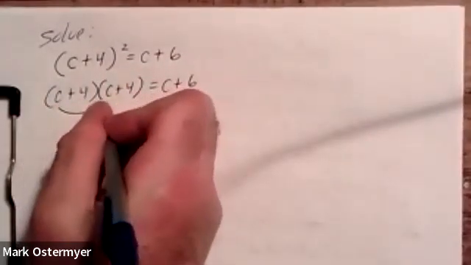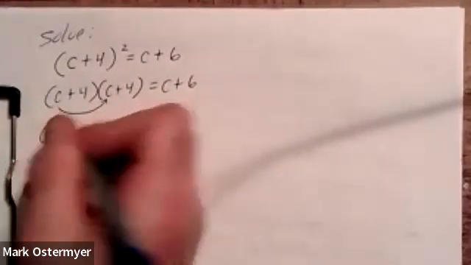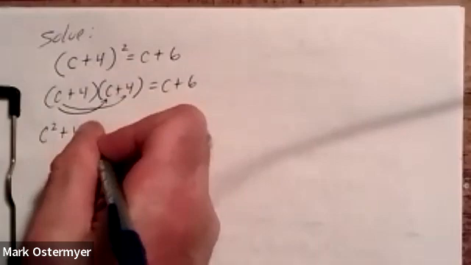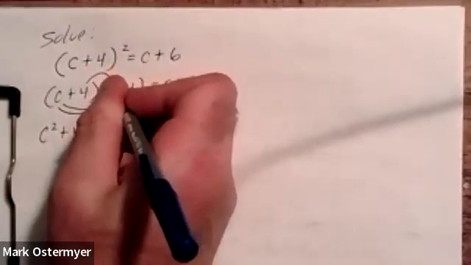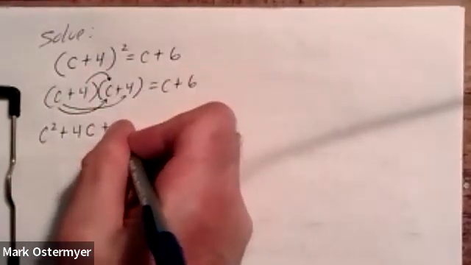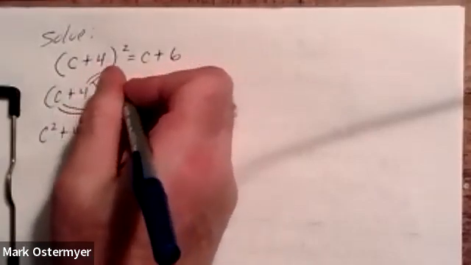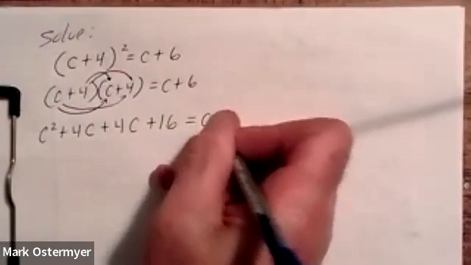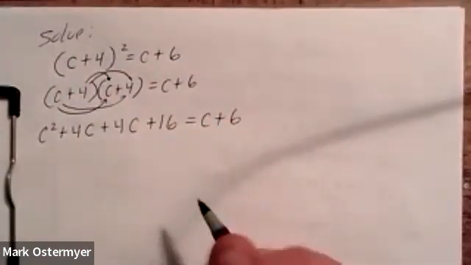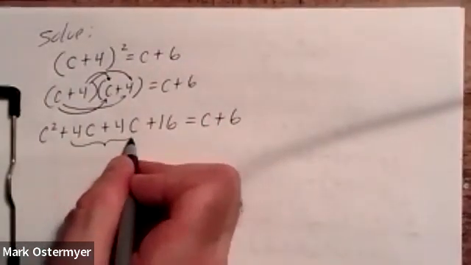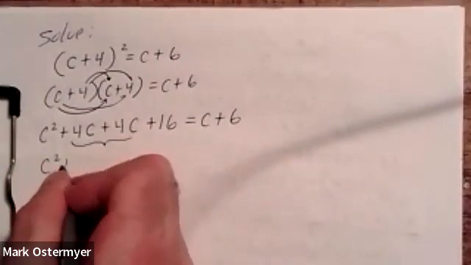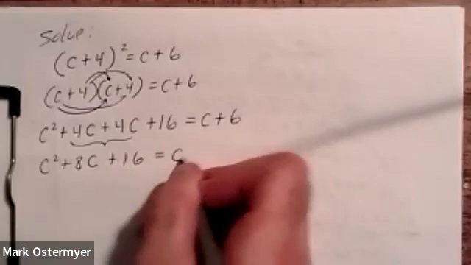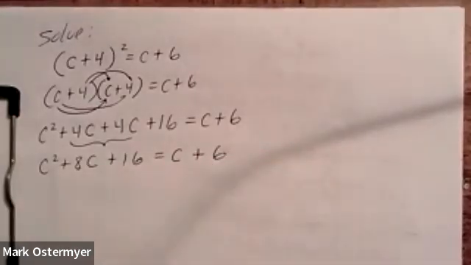So C times C, C squared. C times 4 plus 4C. 4 times C plus 4C. 4 times 4 plus 16. Gather like terms on the left side of our equation. 4C plus 4C combine to give you 8C. What's the next step now?